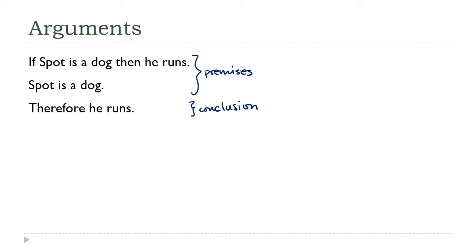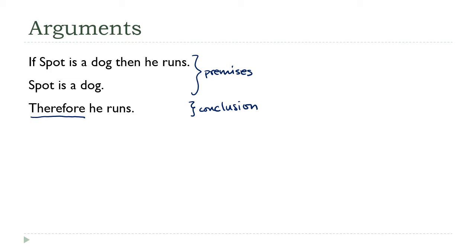is called the conclusion. Right, and there can be more than two premises. The way we can tell where the premises end and the conclusion starts is, in English, we're usually looking for a word like "therefore." That marks the beginning of the conclusion section of the argument.